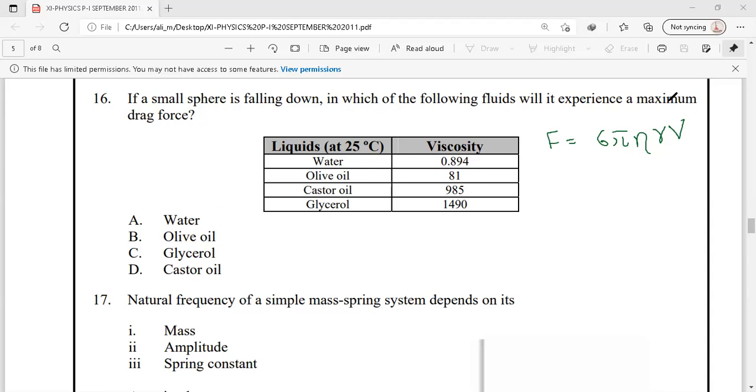So, if a small sphere is falling down, in which of the following fluids will it experience the maximum drag force? We have four different materials with their viscosities at 25 degrees centigrade. As we can see, the greater the viscosity of the fluid, the greater the drag force. Glycerol has the maximum viscosity, so it will apply the greater force on that small sphere that is flowing through it.